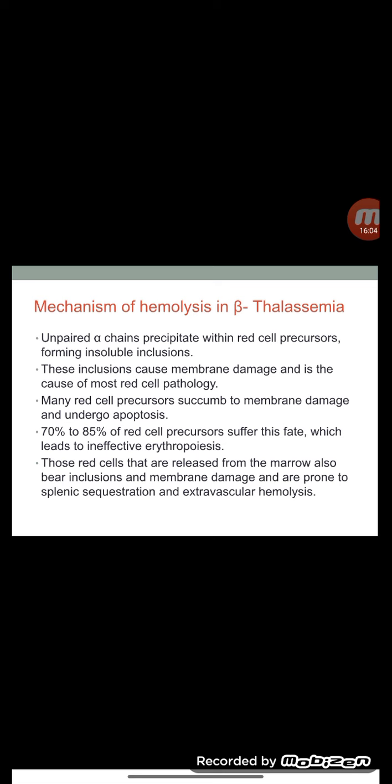Unpaired alpha chains precipitate, so this is the mechanism described again. These inclusions cause membrane damage and are the cause of most red cell pathology. Many red cell precursors succumb to membrane damage and undergo apoptosis. 70 to 85% of red cell precursors suffer this fate, which leads to ineffective erythropoiesis. Those red cells that are released from the marrow also bear inclusions and membrane damage and are prone to splenic sequestration and extravascular hemolysis.